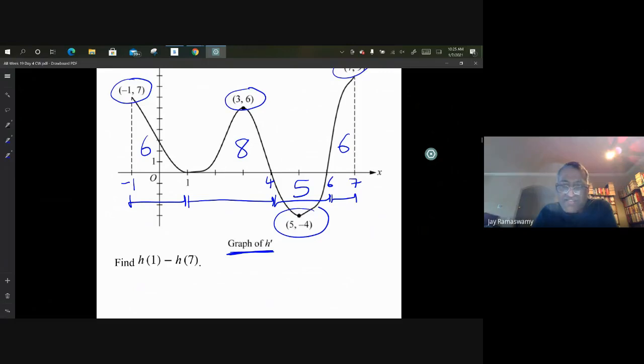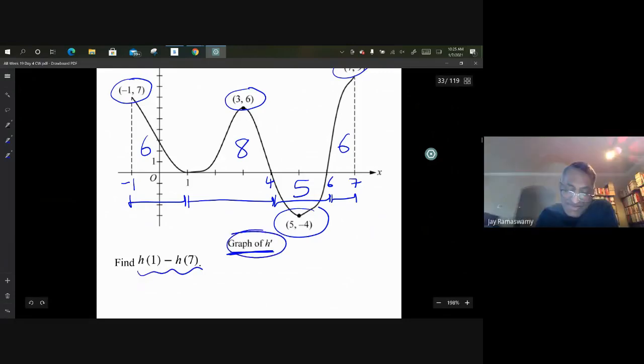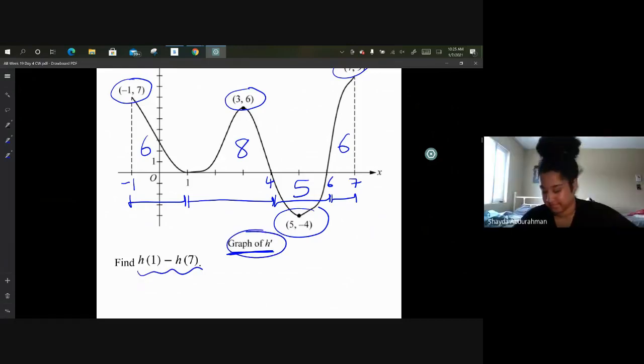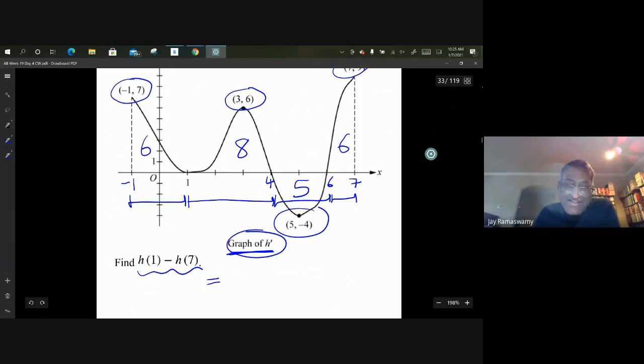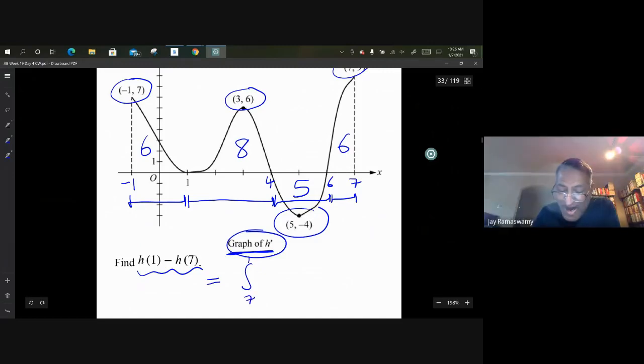Okay, smart kids, what's the question we always ask ourselves? Is there a mismatch? Yes. So what should I write? Hernandez or Guerrero, one of you can answer the question. What am I writing? Careful. Integral from 7 to 1.